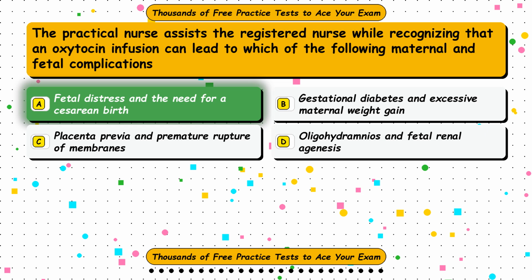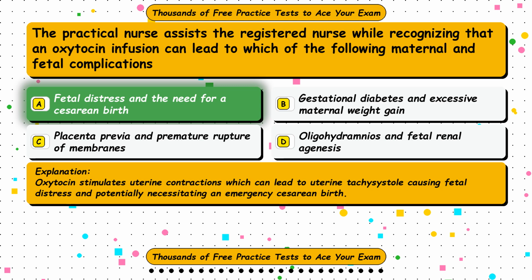The correct answer is option A, fetal distress and the need for a cesarean birth. Oxytocin stimulates uterine contractions which can lead to uterine tachysystole causing fetal distress and potentially necessitating an emergency cesarean birth.